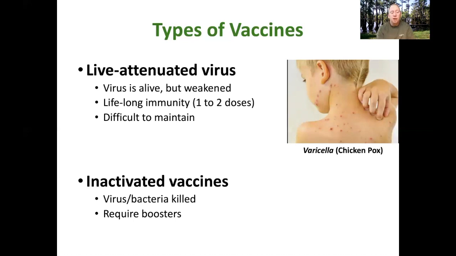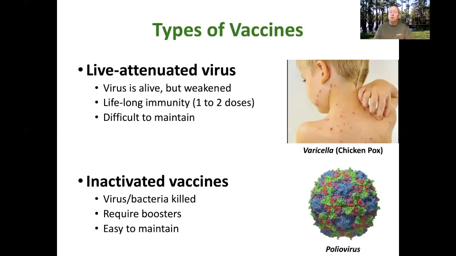But a major advantage here with these inactivated vaccines is that they're very easy to maintain. You stick them in a freezer, and then you can give doses whenever you need to give doses because you don't have to worry about maintaining a live culture. So the polio virus is an example of an inactivated vaccine.